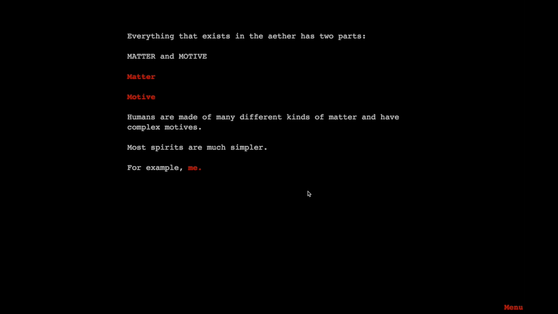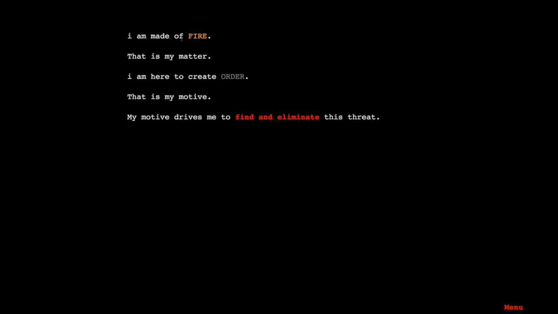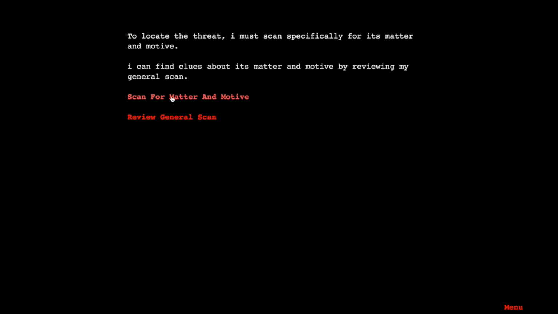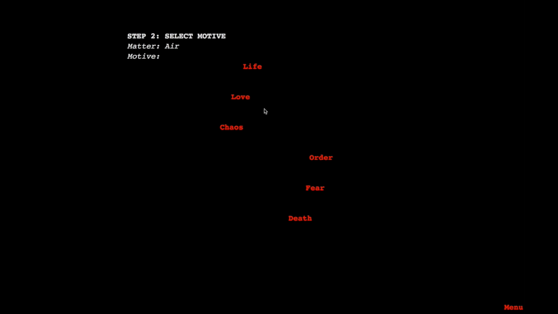Something is here. So we have to figure out the matter and the motive of whatever is happening here. For example, I'm much simpler. I'm made of fire, and my motive is order. So I need to find out what's going on here. Scan for matter and motive. So I think we have an air elemental at work here. And it seems to be, is it creating life, love, order, fear, death? No. Well, maybe death in a resting home, but probably not based on the incidents we are observing. I would suggest chaos. And if we get it right, then we will identify and eliminate the threat.